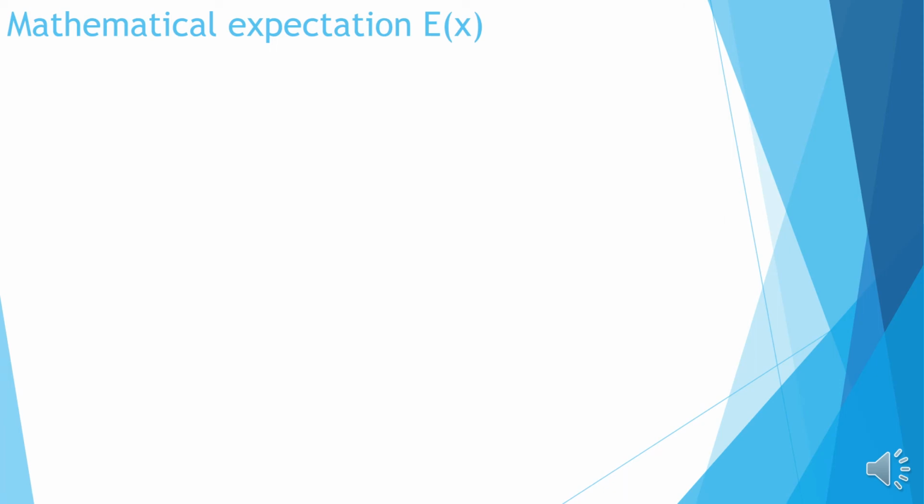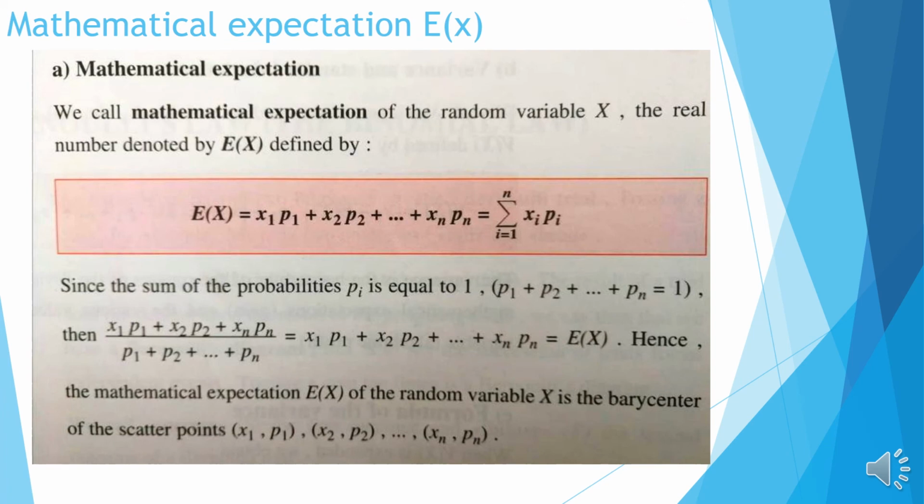Mathematical expectation E of x. What do you mean by, or how to find, the expected value E of x? We call mathematical expectation of the random variable x the real number denoted by E of x, which is defined by definition. How to find E of x? It is the first value times its probability, plus the second value times its probability, plus the third value times its probability, and so on until we reach the last value.